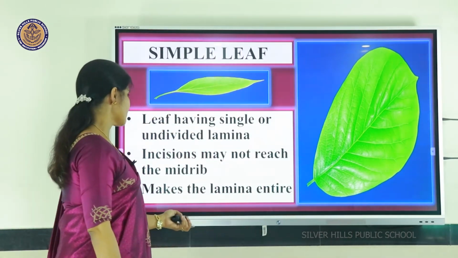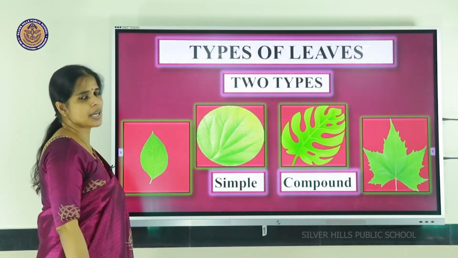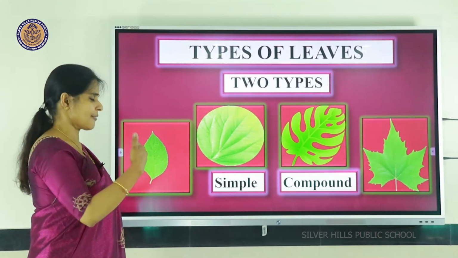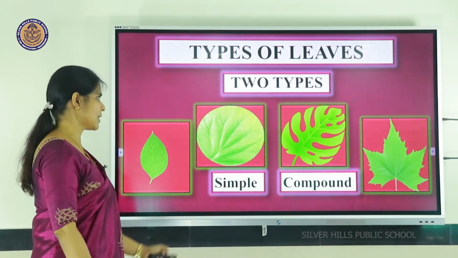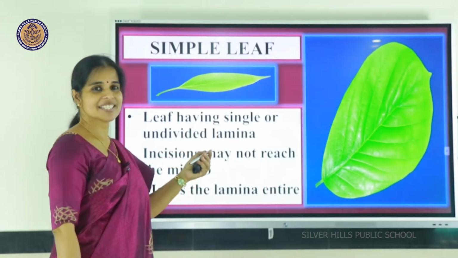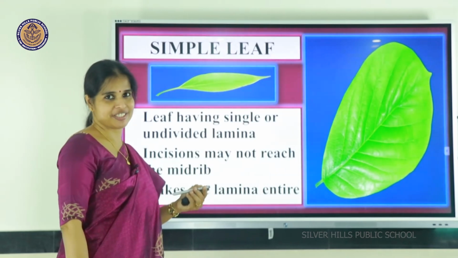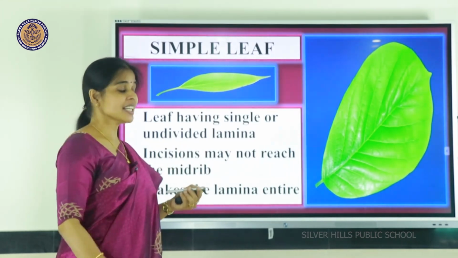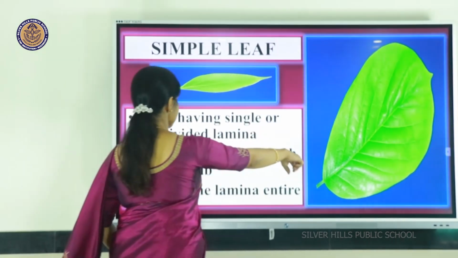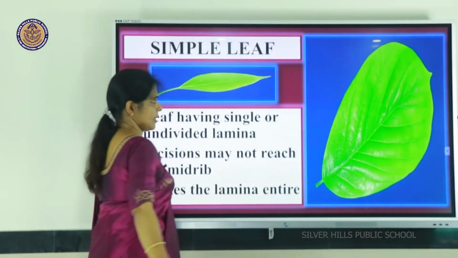This way the leaves are of two types, simple and compound leaves. We have to study in detail about the simple and compound leaves. Now, let us discuss the simple leaf. A simple leaf is a leaf which has a single or undivided lamina.